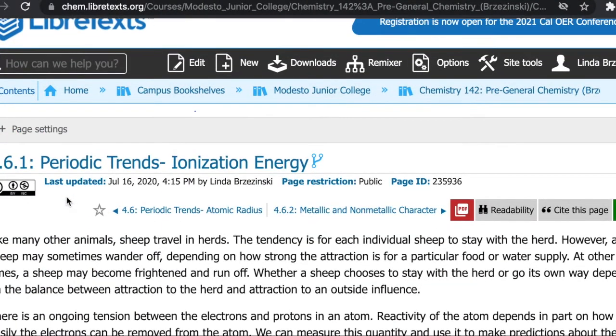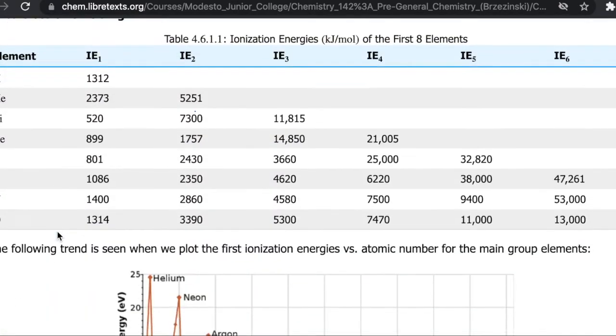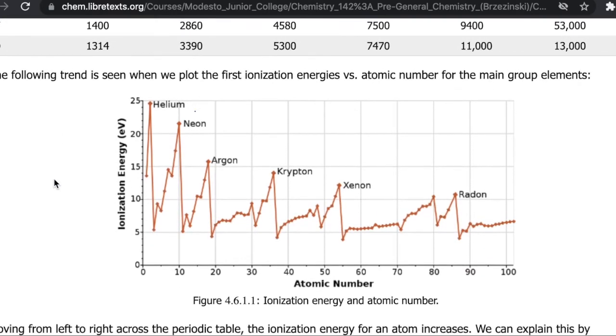For ionization energy, 4.6.1 in your Chem LibreText, this particular chart we go over a little bit more in Chem 101, talking about removing the first electron, the second, the third. For this course, we're just going to worry about the first ionization energies. How much energy does it take? How difficult is it to remove an electron, one electron, from the neutral atom?